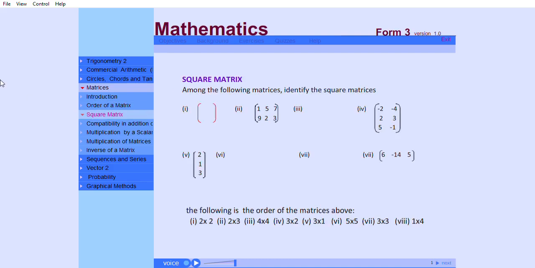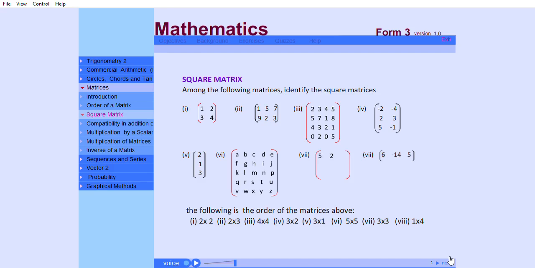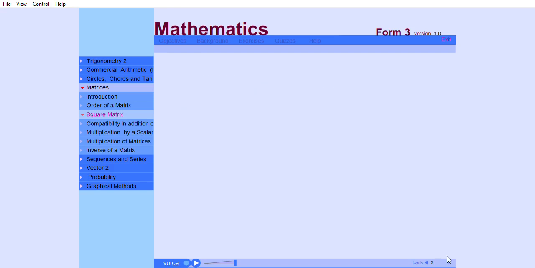Square matrix. Among the following matrices, one can identify examples of square matrices. 1. Matrix 1, 2, 3, 4. 2. Matrix 1, 5, 7, 9, 2, 3. 3. Matrix 2, 3, 4, 5, 5, 7, 1, 8, 4, 3, 2, 1.